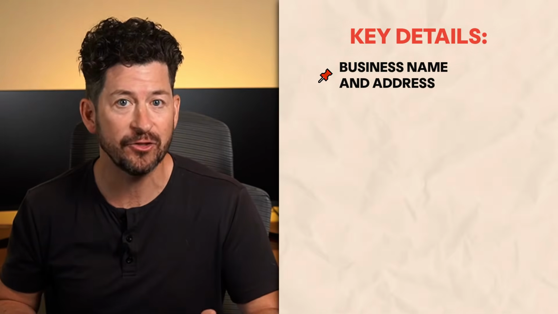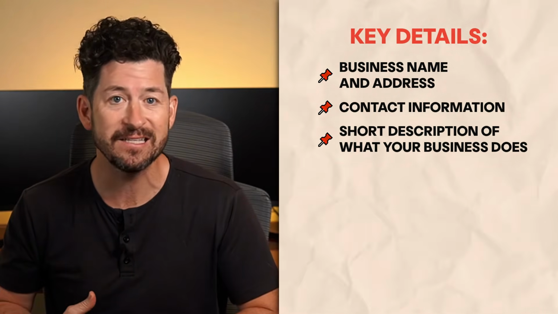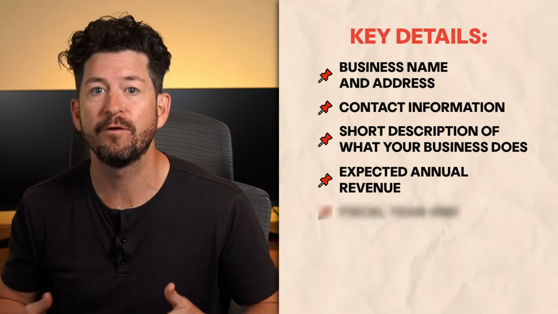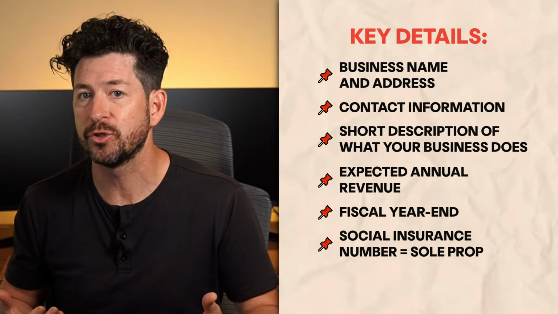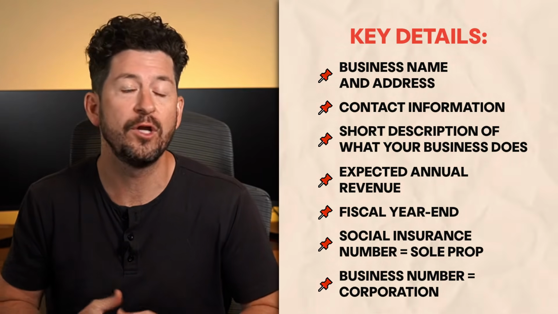You can also register by mail or by phone if you prefer, but online is usually the way to go for most business owners. Before you start, make sure that you have a few key details ready. Your business name and address, your contact information, a short description of what your business does, your expected annual revenue, your fiscal year, and your social insurance number if you're a sole proprietor, or your business number if you've already registered a corporation. Once you've submitted the application, you'll get a GST and HST account number and you're officially registered.